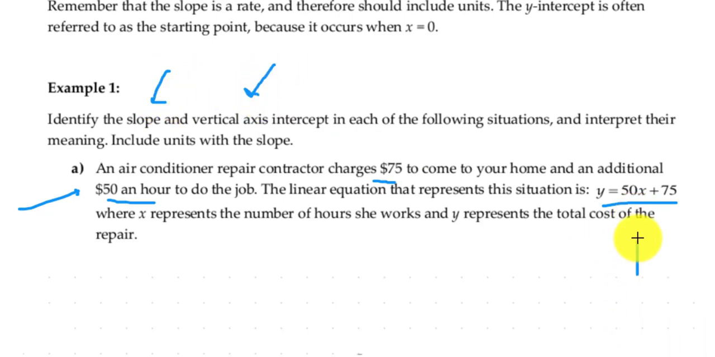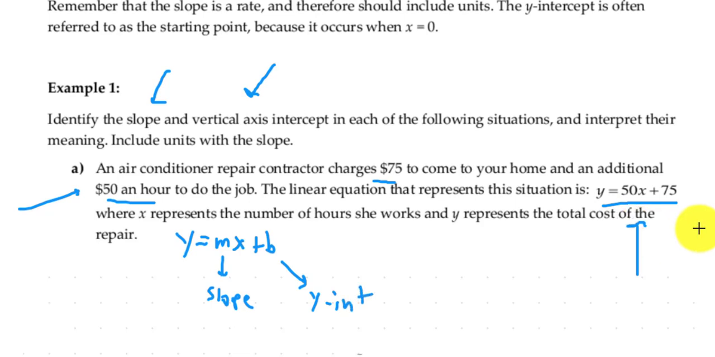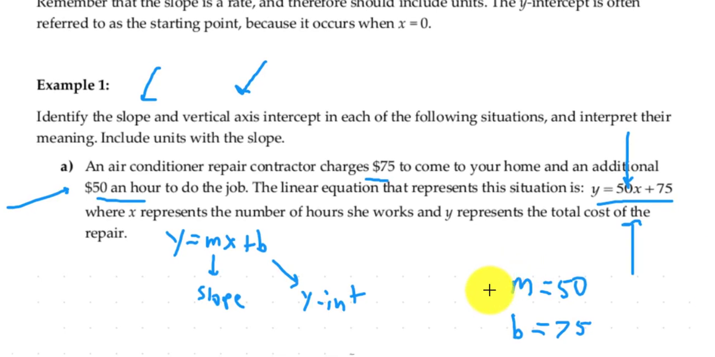So the slope in this case is the 50, right? Because you remember in y equals mx plus b, the m is your slope and the b is your y-intercept. I'm going to abbreviate and just write y-int. So looking at the problem, m equals 50, that's coming from here. And b equals 75. So I want to interpret what do these things mean to us.